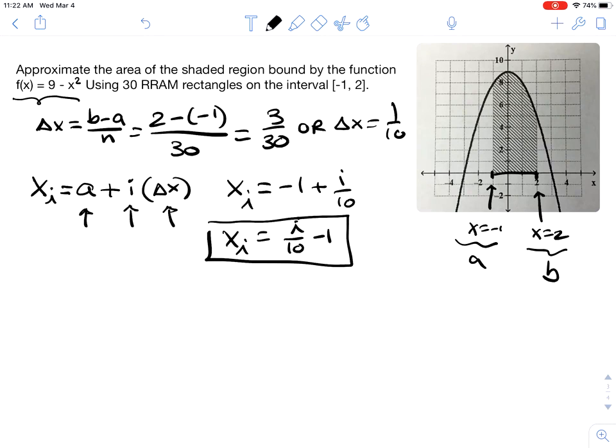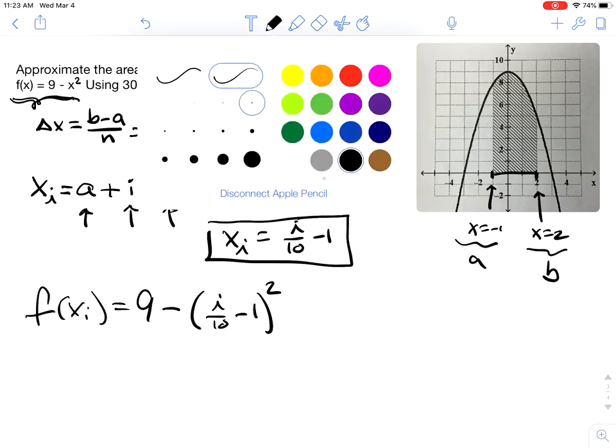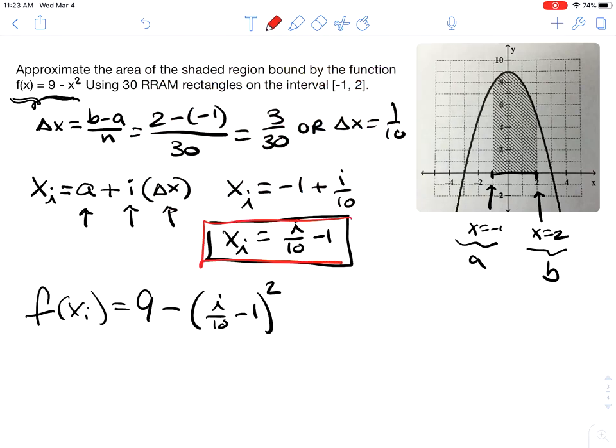Now we want to plug that into our function f of x. So since f of x is equal to 9 minus x squared, f of xi will be equal to 9 minus, and then in parentheses, I over 10 minus 1 squared. So we took all of xi and we plugged it in for x. So we replaced the x with the expression for xi.